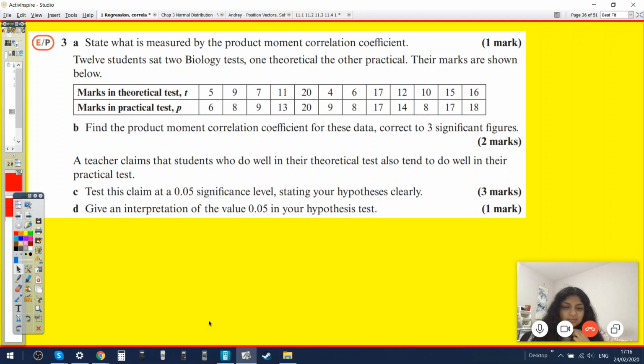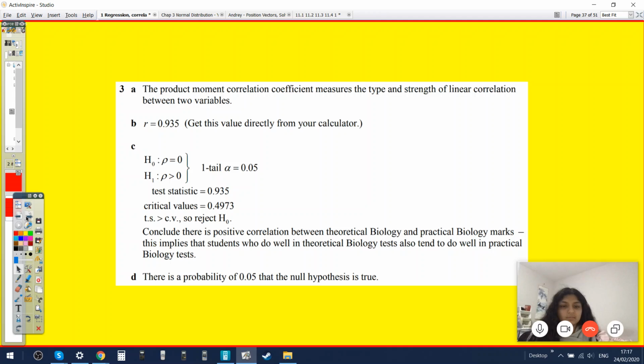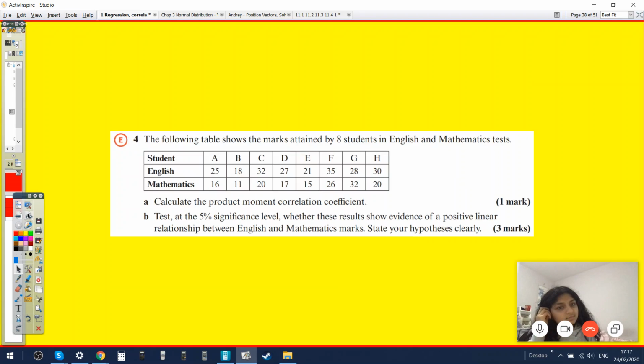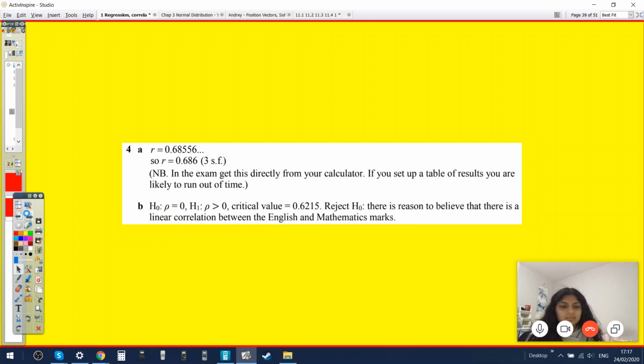I think it means 5% significance level. Yeah, but what does that mean? Give an interpretation. Just write 5%. It's something that happens by random chance only 5% of the time. Okay. Let's see what they said. There is a probability of 0.05 that the null hypothesis is true. Okay. Yeah. I think you're good for that one mostly. Let's see. PMCC test 5%. Straightforward.